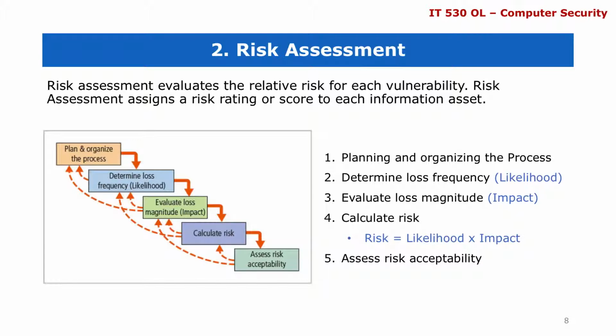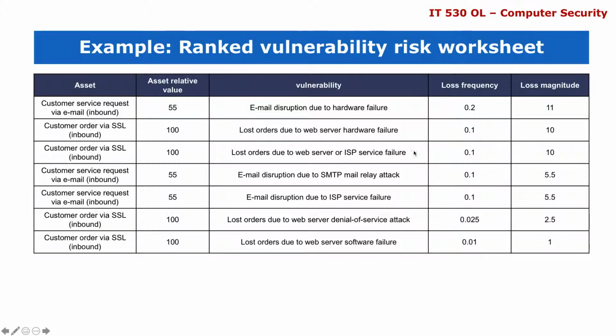However, if the risk appetite, that is the acceptable risk, is greater than the residual risk, then every organization must pretty much proceed to the latter stage of risk control. Next, this is pretty much an example of a ranked vulnerability risk worksheet. As you can see, we have the different types of assets, that is customer service request via email, and then what's the relative value of that asset, and a vulnerability that might happen to that, and what is the loss frequency as well as loss magnitude. This is just an example for you to play around with.